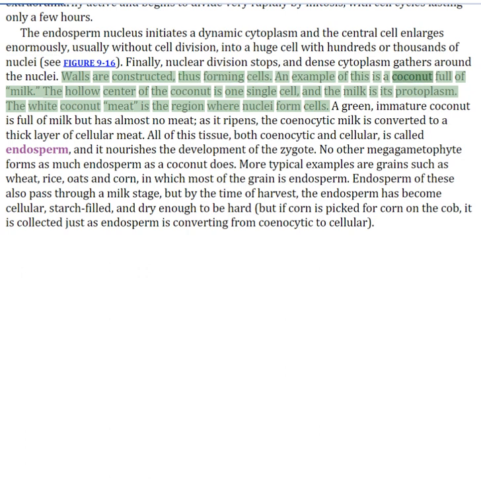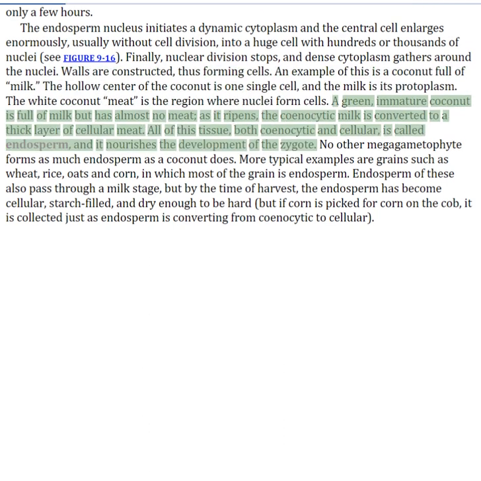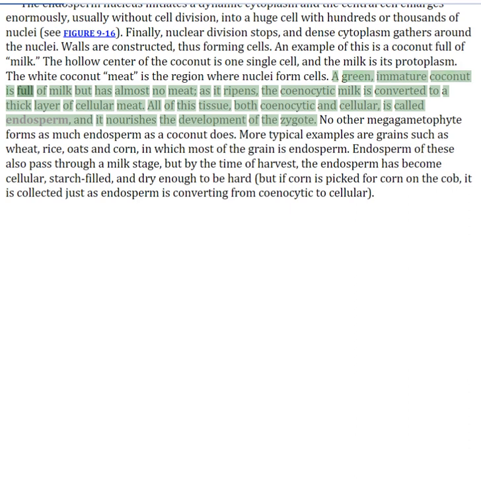An example of this is a coconut full of milk. The hollow center of the coconut is one single cell, and the milk is its protoplasm. The white coconut meat is the region where nuclei form cells. A green, immature coconut is full of milk but has almost no meat. As it ripens, the coenocytic milk is converted to a thick layer of cellular meat. All of this tissue, both coenocytic and cellular, is called endosperm, and it nourishes the development of the zygote.